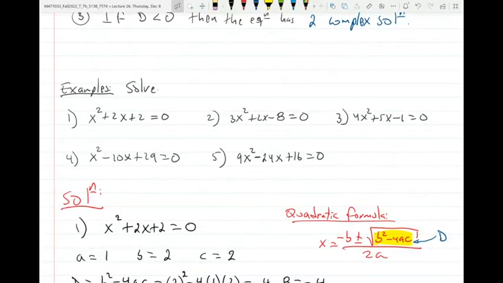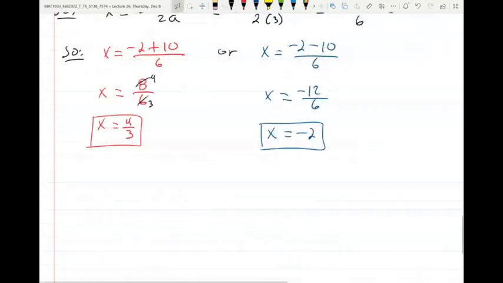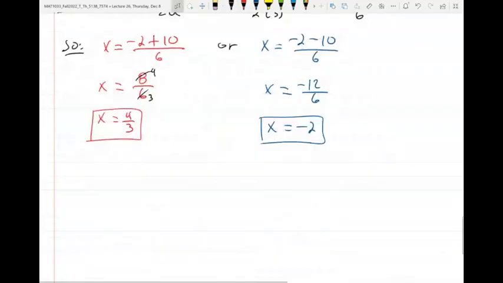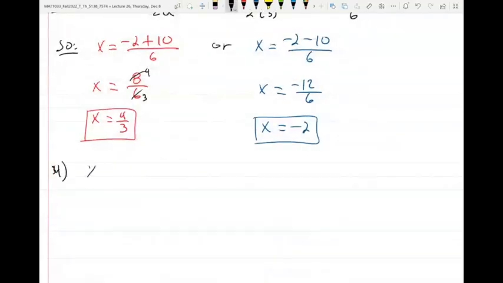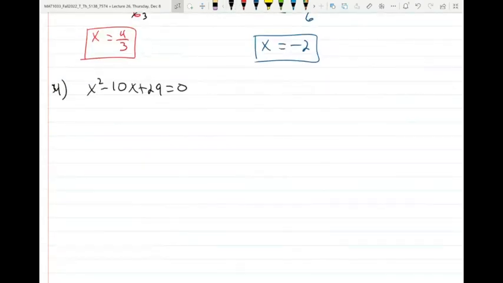All right, so let me do one more. Let's see, which one do I want to do? Let's do number 4. So number 4 is x squared minus 10x plus 29 equals 0, right? Yes. All right, so again, all you do is write down your coefficients, a, b, and c.